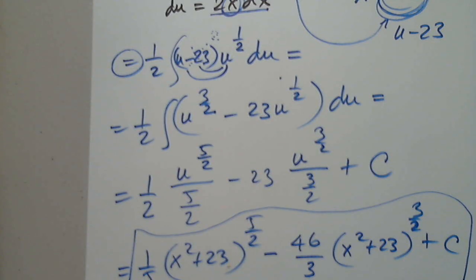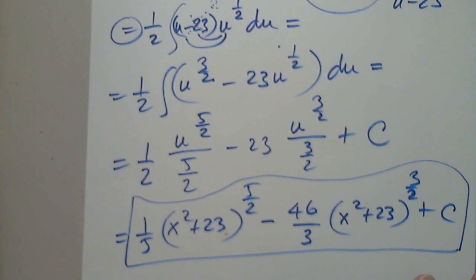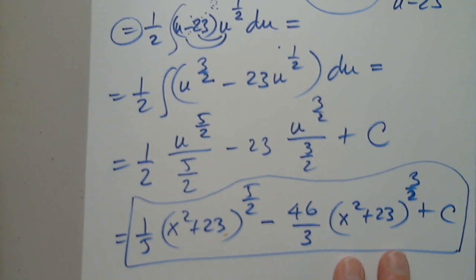And we would enter it as is, like that? Yes, it's horrible. Don't ask me how you enter it. So you have 1/5 and then x squared plus 23, and the power is 5/2. And then minus 46 over 3. And parentheses, x squared plus 23 to 3/2. And don't forget the constant c. Yes. Good.